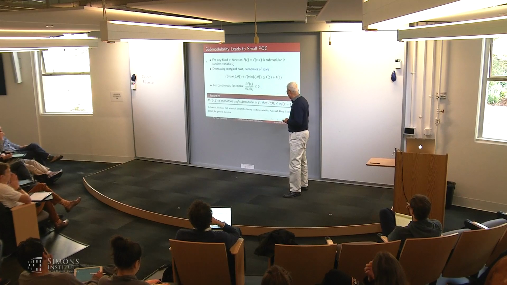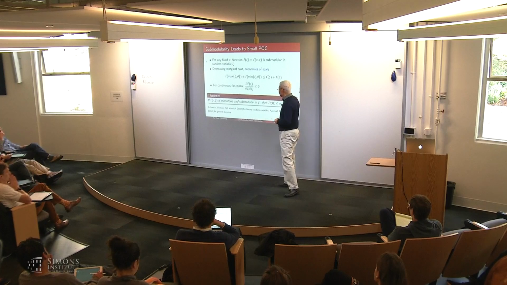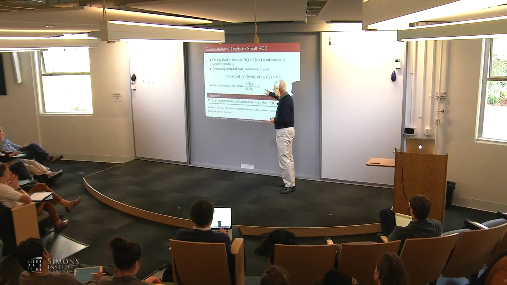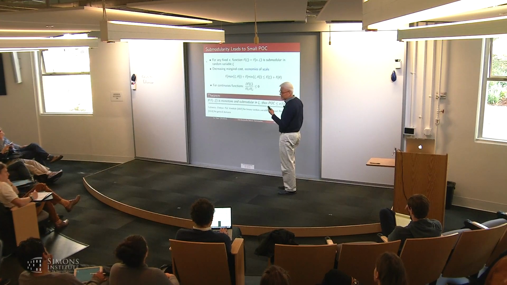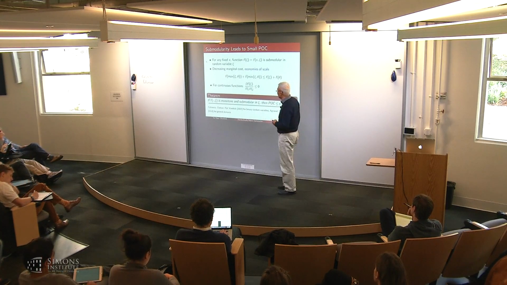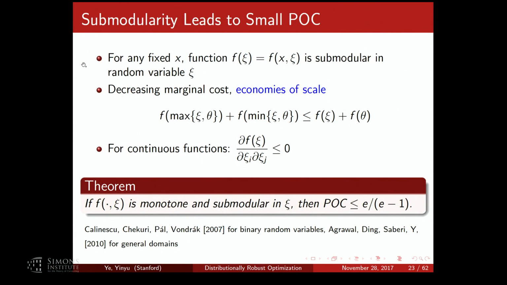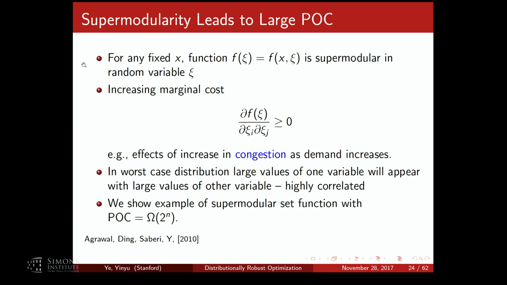So this is the distribution with marginals, and this one now we just use the product distribution. Okay, so this is the bound. It turned out that for many stochastic combinatorial optimization problems, with uncertainty like demand for facility location, you can prove the function is submodular. Then what's supermodular? Supermodular basically leads to a large POC. It's just the reverse.